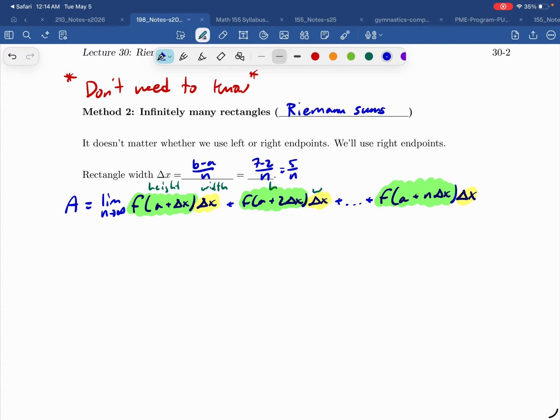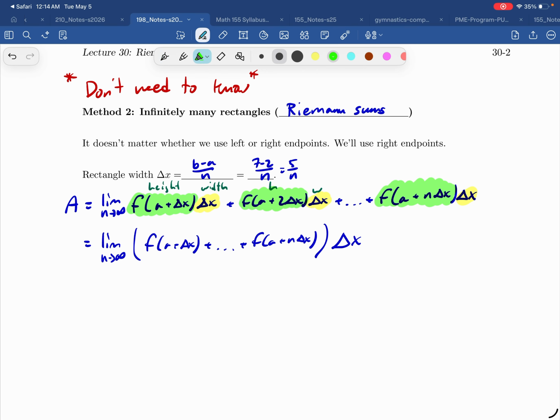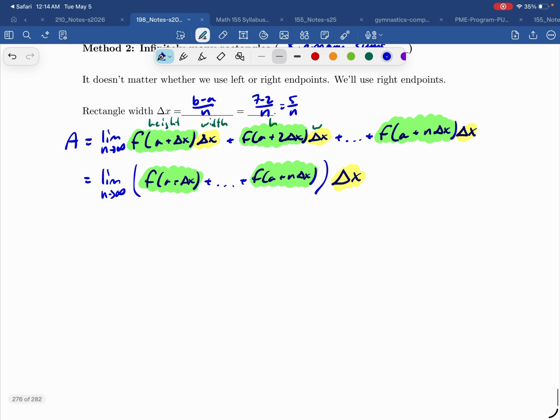Now, one quick adjustment. One thing we can note is that if we're multiplying by delta x every single time, we could write this as the limit as n approaches infinity of f of a plus delta x plus, and I'm not going to write the middle terms, I'm just going to write the last term here, f of a plus n delta x. And then on the outside, I'm going to write delta x, because I'm multiplying by it every time. There's no need to keep writing times delta x, times delta x. That was useful when we realized we're just taking a bunch of areas of rectangles. But I'm just going to stick it on the outside, okay?